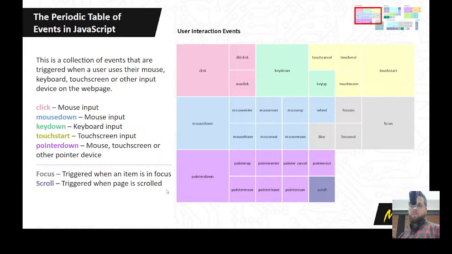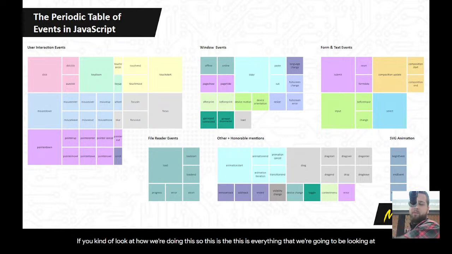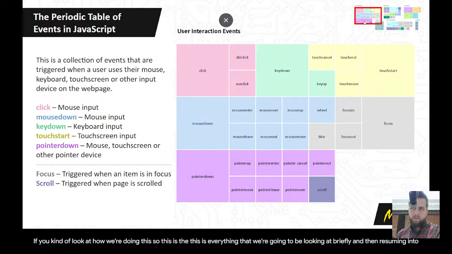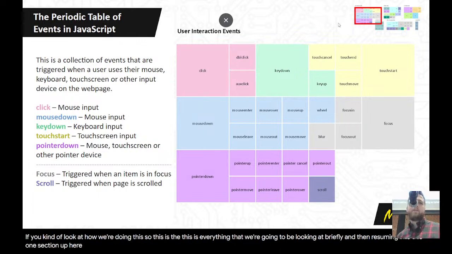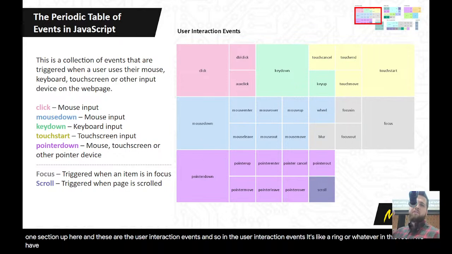Cool. So if you look at how we're doing this, this is everything that we're going to be looking at briefly, and then we're zooming into this one section up here. These are the user interaction events. We'll call this a room, and in this room, we have click events.